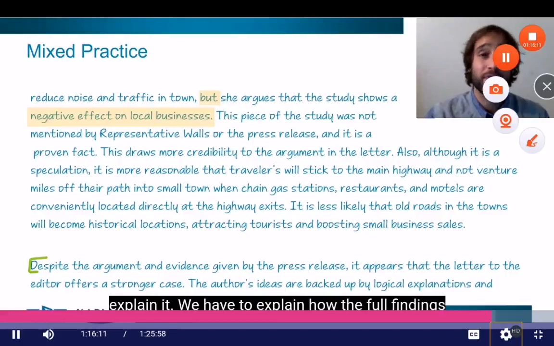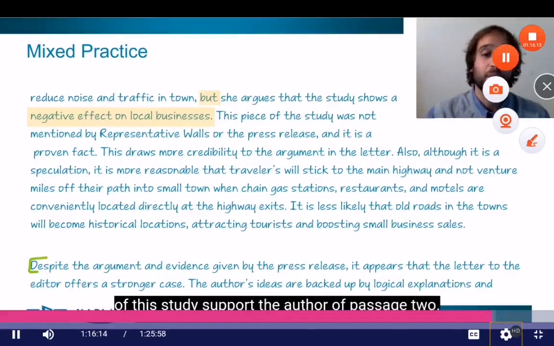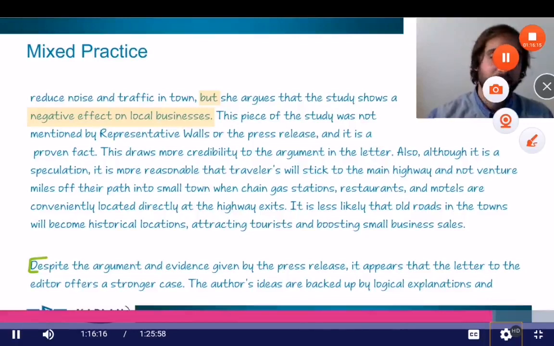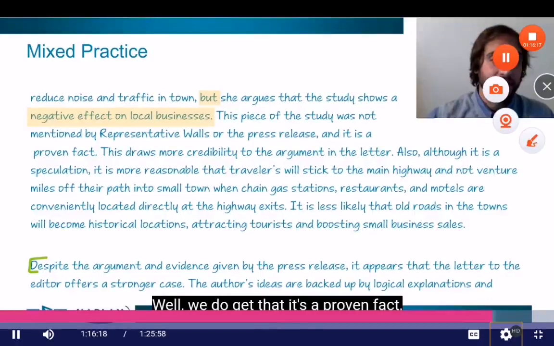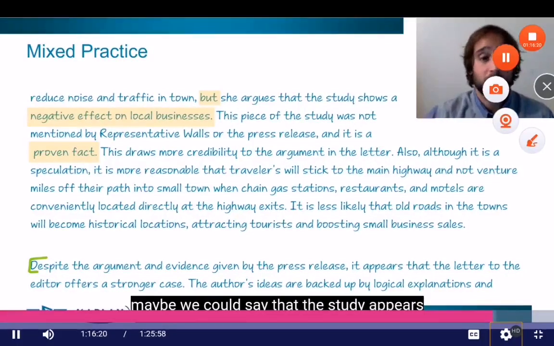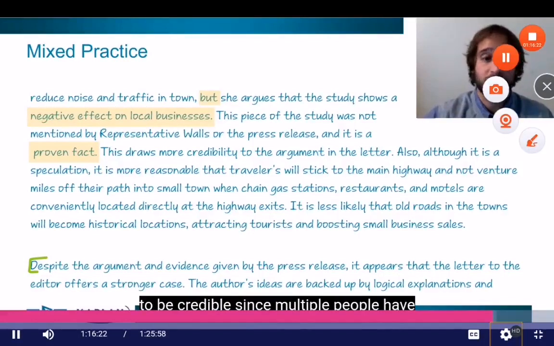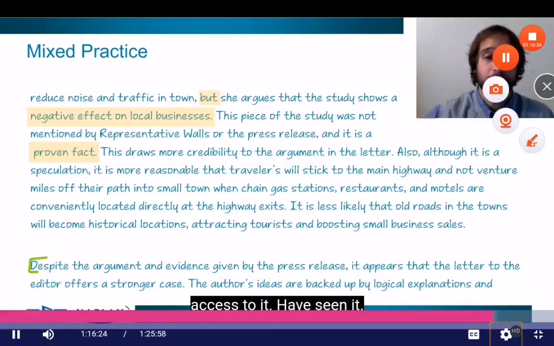We have to explain how the full findings of this study support the author of passage 2. Well, we do get that it's a proven fact. Maybe we could say that the study appears to be credible since multiple people have access to it and have seen it. We get credibility here, right?